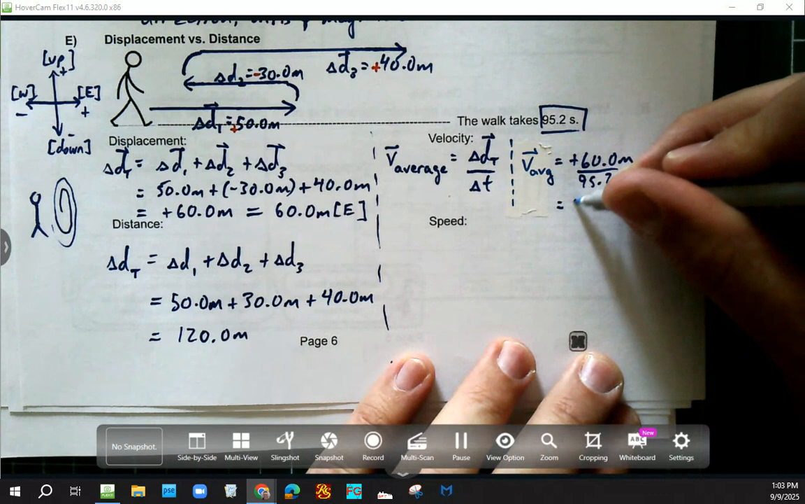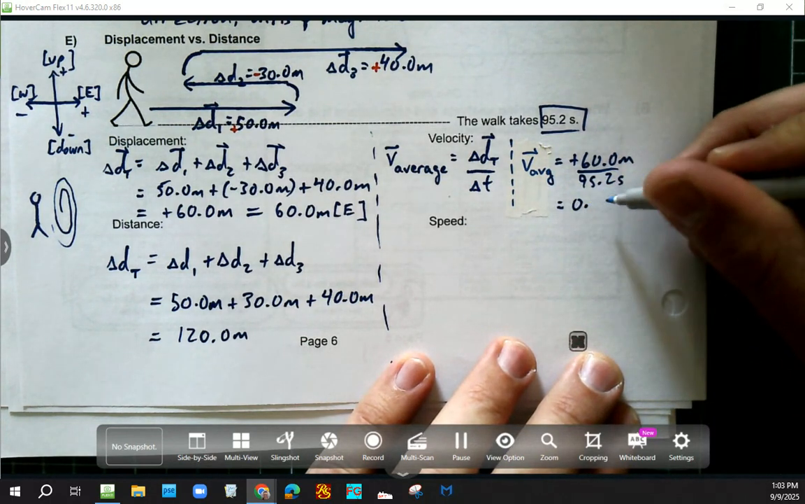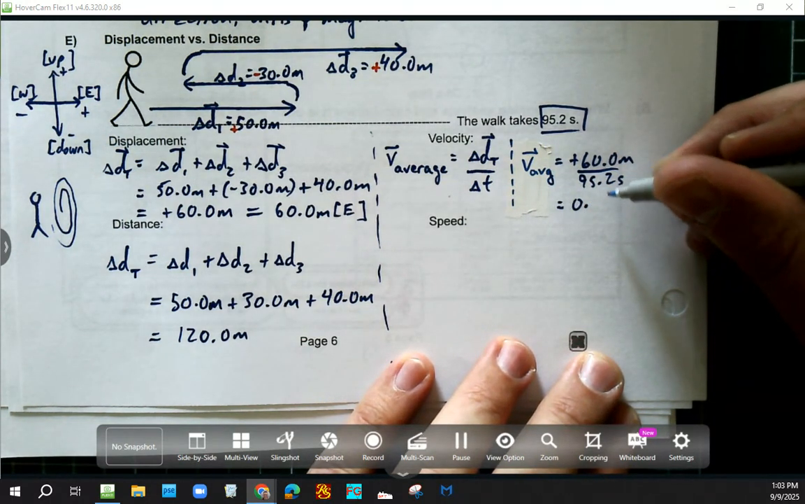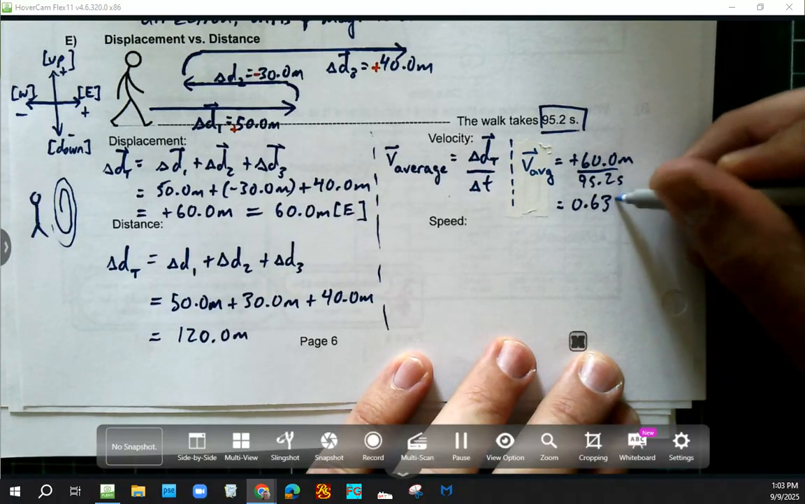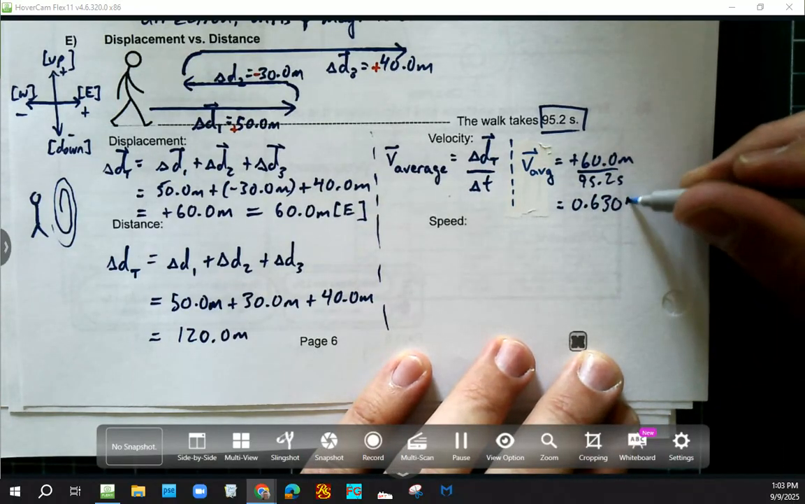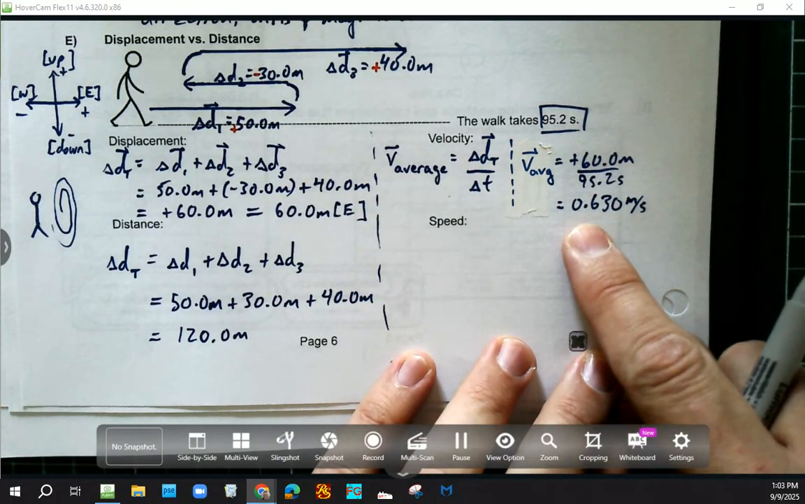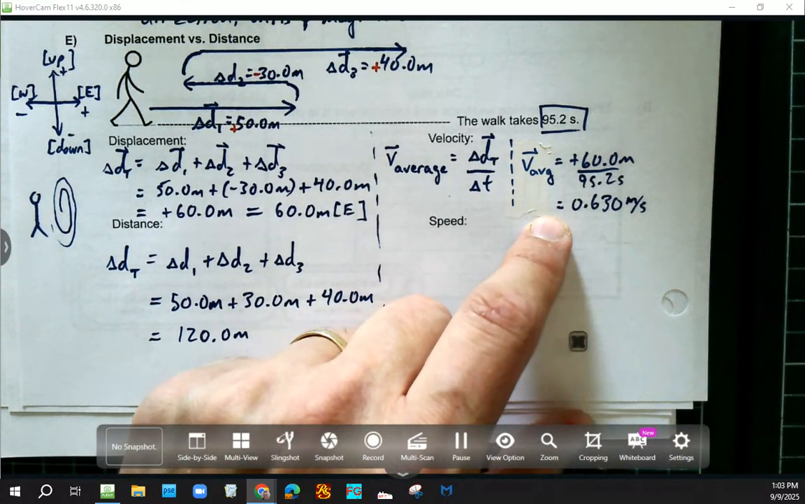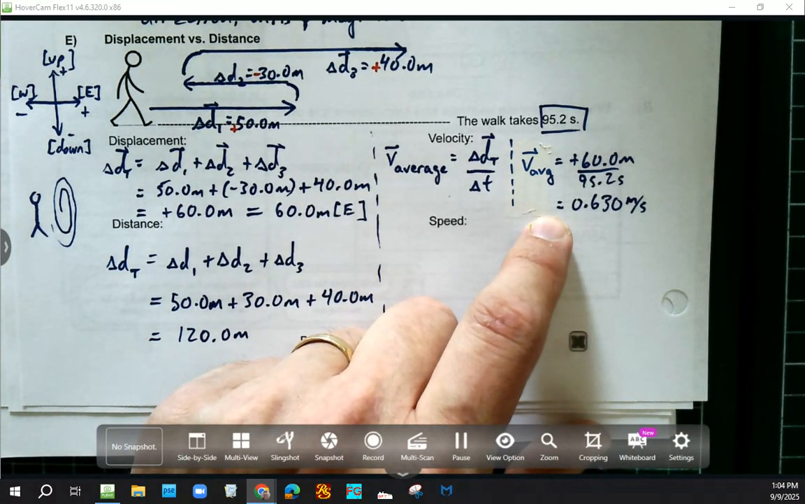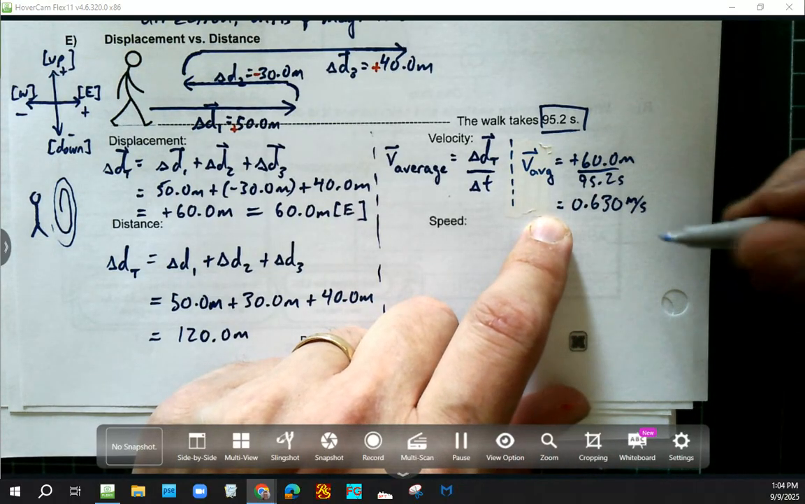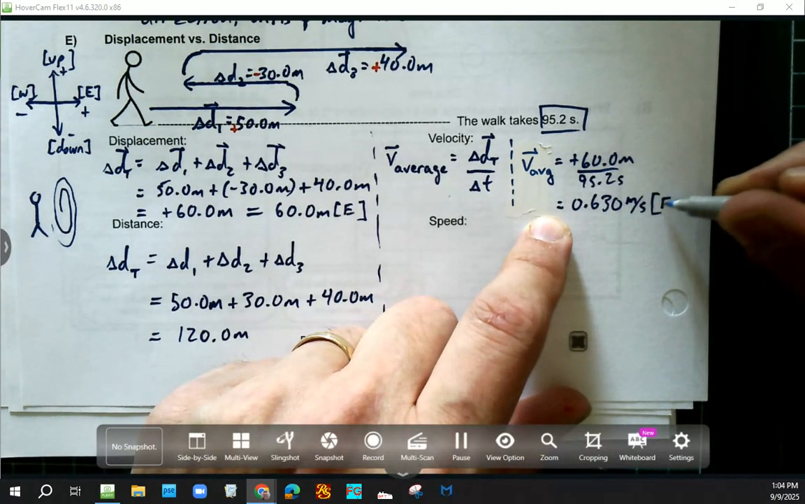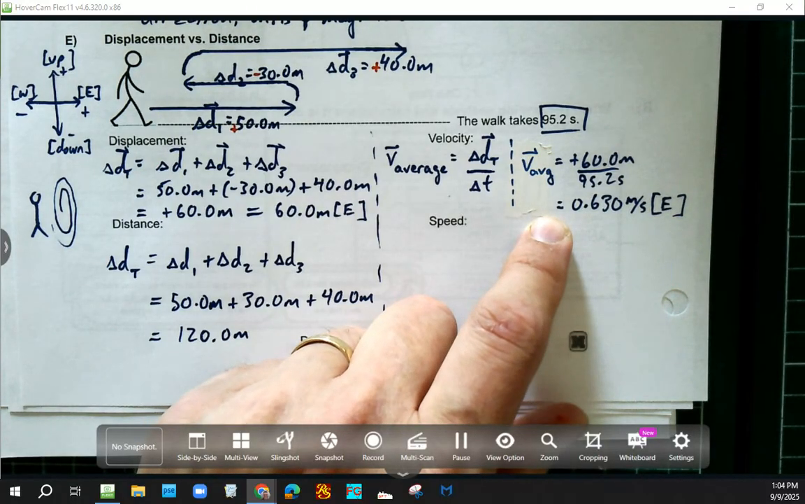0.63. Okay. Is it 6.30? 0.630? 30, okay. And then the units are going to be meters per second. I'm tempted to write positive there, but I think I'm just going to jump straight to human language. What does the positive represent? East. So I'm going to write east. That was that person's average velocity.